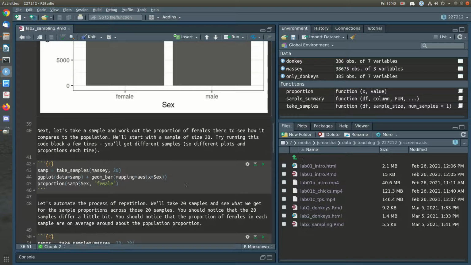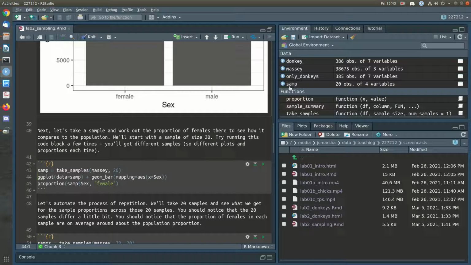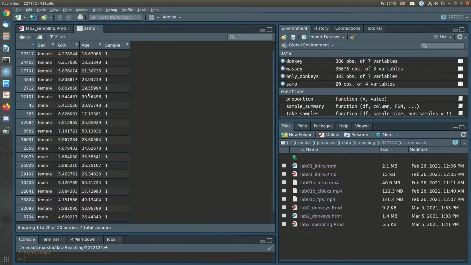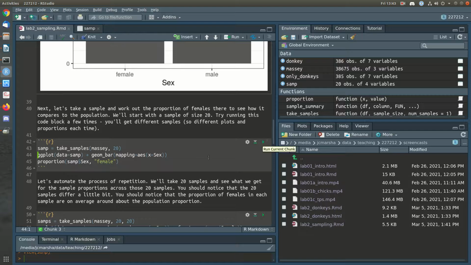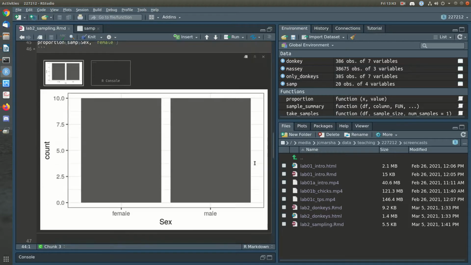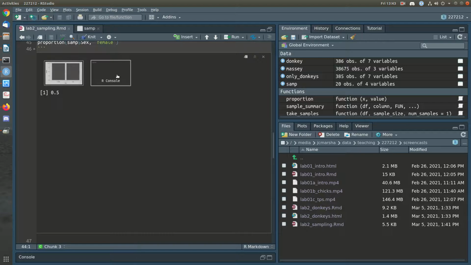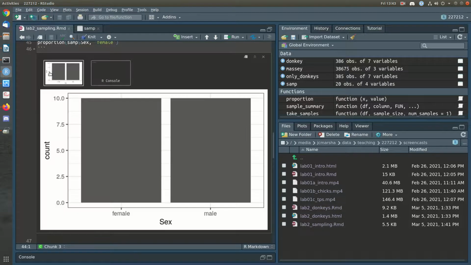All right, so this next code block is going to take a sample. All right, so samp is a sample. All right, so we just have 20 students, female and male. We've got their GPA and their age and so on. And we're then going to do the exact same thing we've just done, but with the sample instead of the population. And we can then just compare it to what we got before. All right, so here we go. So here in my sample, I had exactly 10 females and exactly 10 males. So the proportion is 50%, right, 0.5.